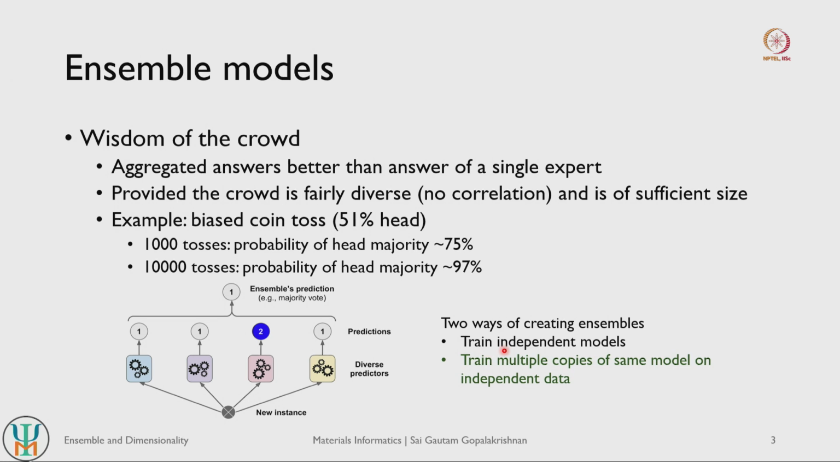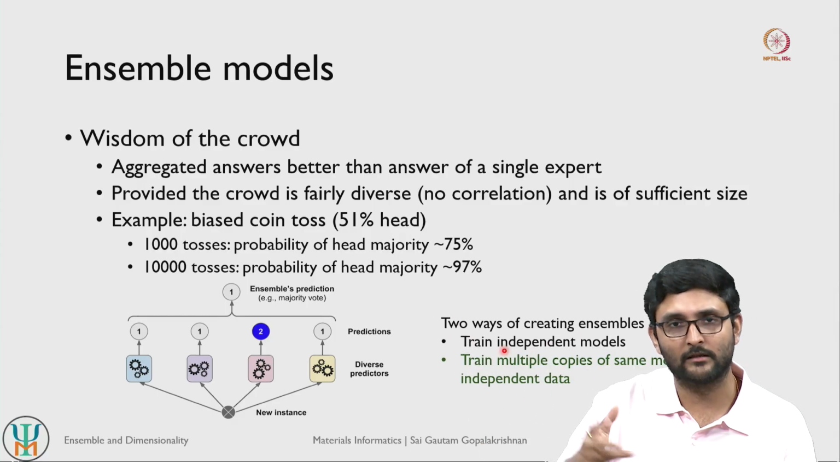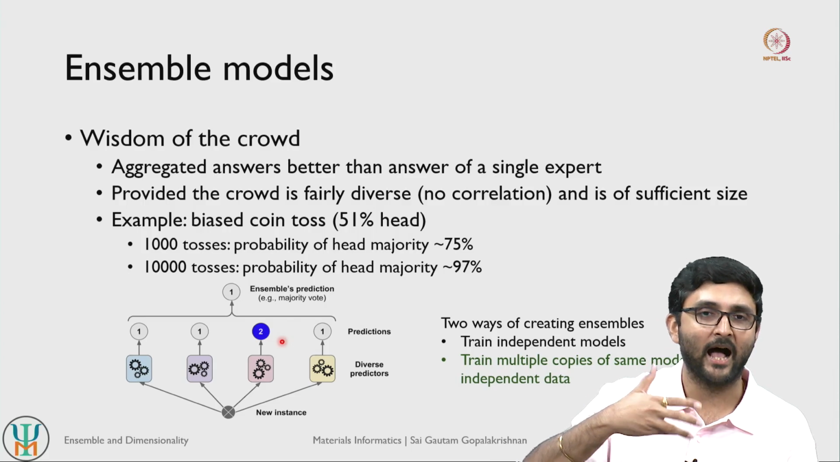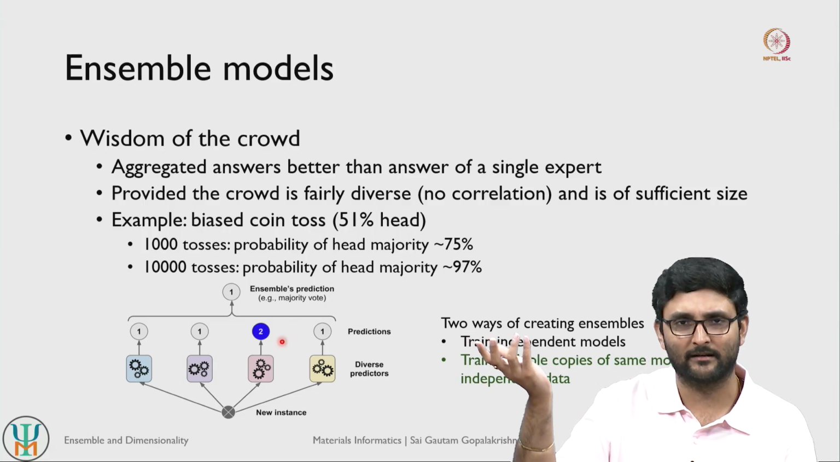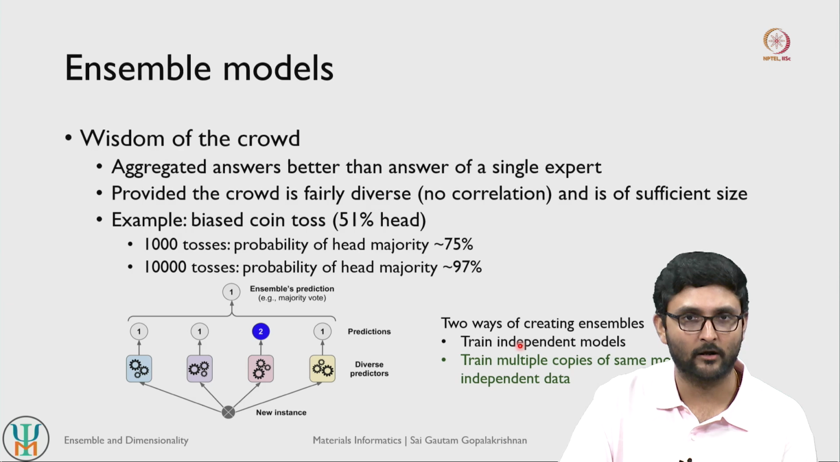So one is you have the same data set and then you create independent models. So let's say you have 1000 data points, you create one decision tree model, one support vector machine model, one linear regression model, one logistic regression model, and so on. So you create 10 different models or 20 different models with different hyperparameters and so on, and you ask each of those models to make a prediction, and you take an aggregate of those predictions. So that is one way of creating an ensemble model, but this is not very common.